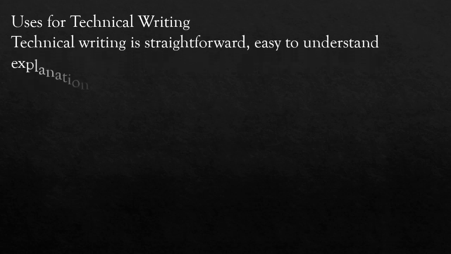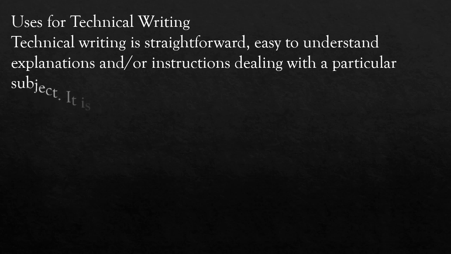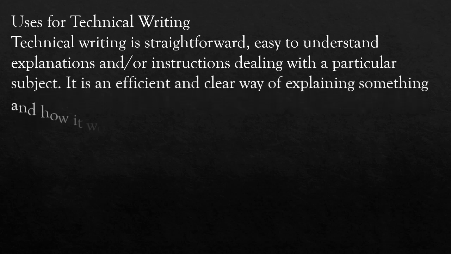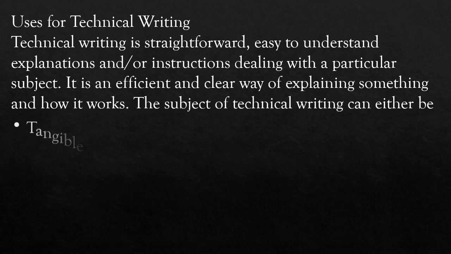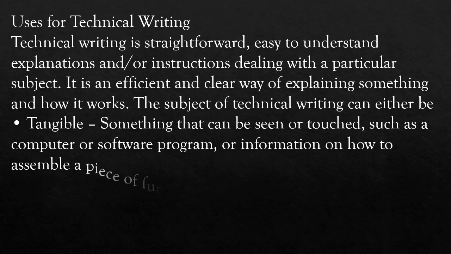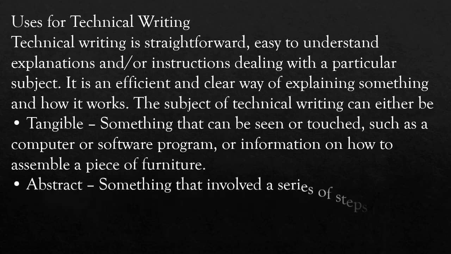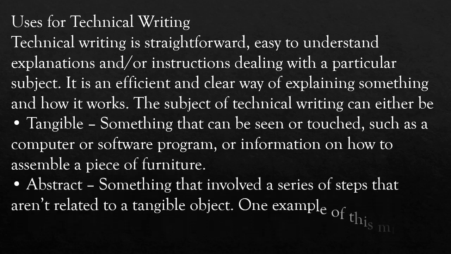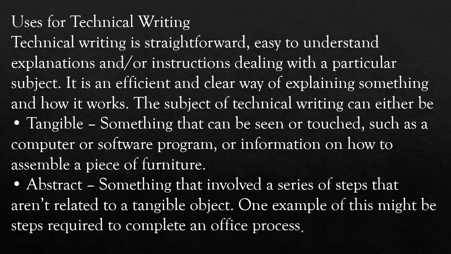Uses for technical writing. Technical writing is straightforward, easy-to-understand explanations and/or instructions dealing with a particular subject. It is an efficient and clear way of explaining something and how it works. The subject of technical writing can either be tangible, something that can be seen or touched, such as a computer or software program, or information on how to assemble a piece of furniture. Or it can be abstract, something that involves a series of steps that aren't related to a tangible object. One example of this might be the steps required to complete an office process.